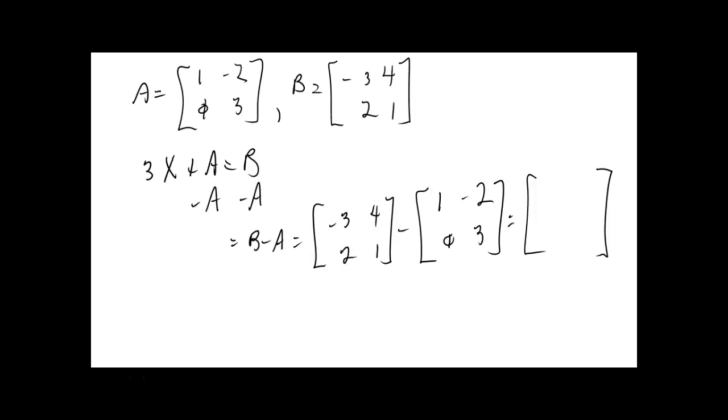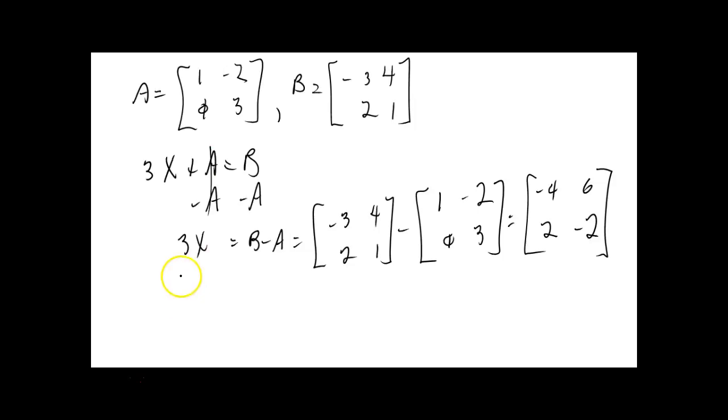Say again. Negative 4. Okay, negative 4 is the first one. Everybody say it. 6 is the second one. 2 is the next one. Negative 2 is the last one. Very good. Now if you did this, that's what 3X is equal to.